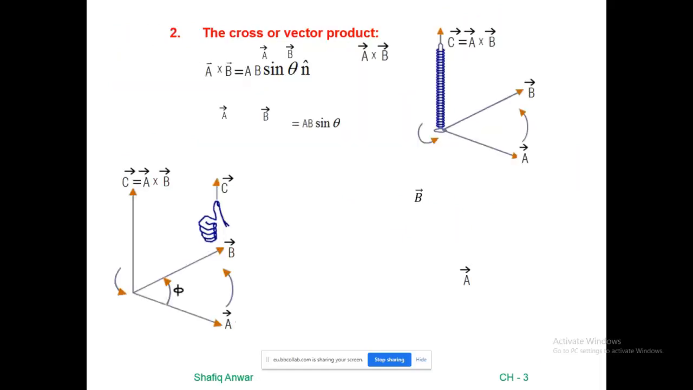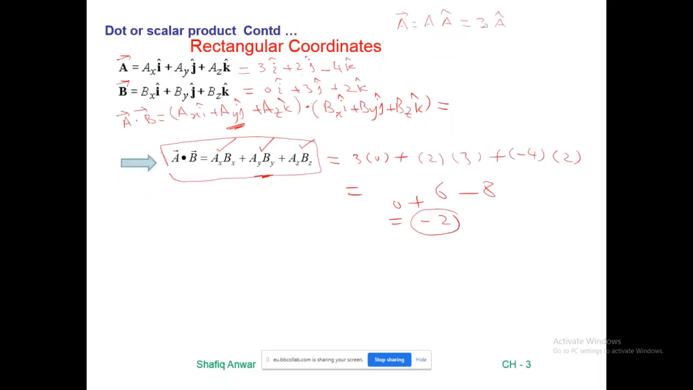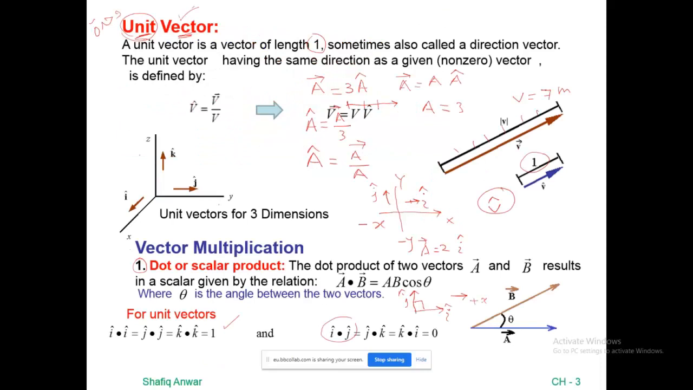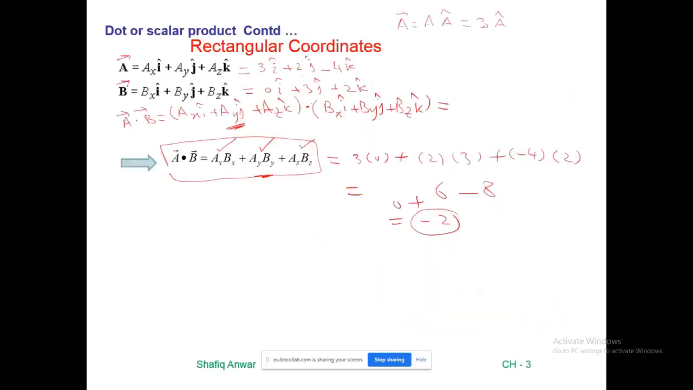Now next is the second type of multiplication. We call it cross or vector. You see, the first one we called the dot product or scalar. Dot because we put a dot in between the two vectors, and scalar because the answer you get is a scalar, only the magnitude. Like you have magnitude -2 here, the answer of this question.